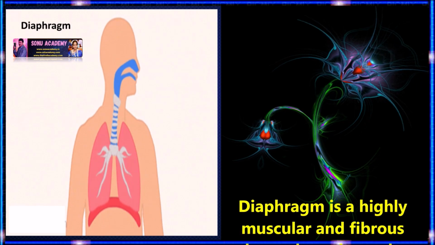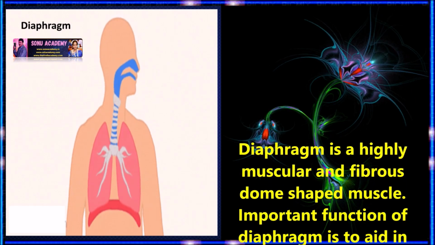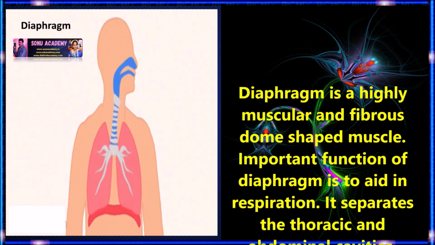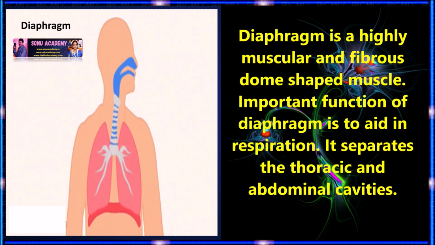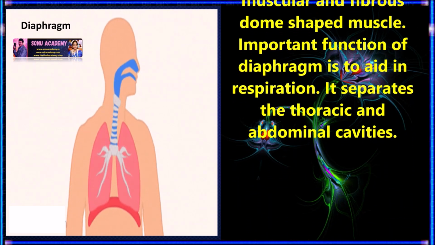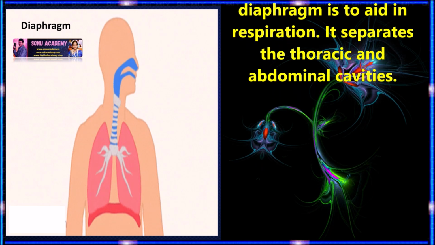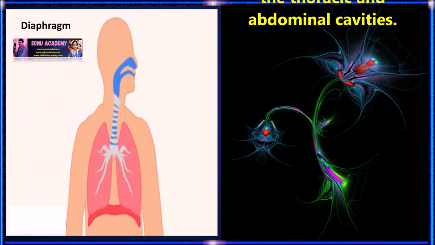Children, now let us discuss about diaphragm. The diaphragm is a highly muscular and fibrous dome-shaped muscle. An important function of the diaphragm is to aid in respiration. It separates the thoracic and abdominal cavity.